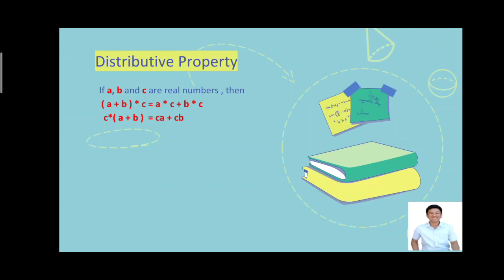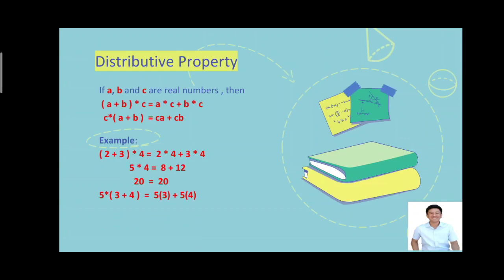Mukha lang siyang mahirap, pero bibigay tayo ng example para mas maliwanagan tayo. Parang dinidistribute lang natin si C sa A plus B. So, ito ang example natin. For example, meron tayong 2 plus 3 times 4. Pag dinistribute natin siya, 2 multiplied by 4 plus 3 multiplied by 4. So, na-distribute lang si 4 sa 2 plus 3. So, pag in-evaluate natin yan, 5 times 4 is equal lang siya sa may 8 plus 12. So, 5 multiplied by 4 is equal to 8 plus 12. 20 is equal to 20.